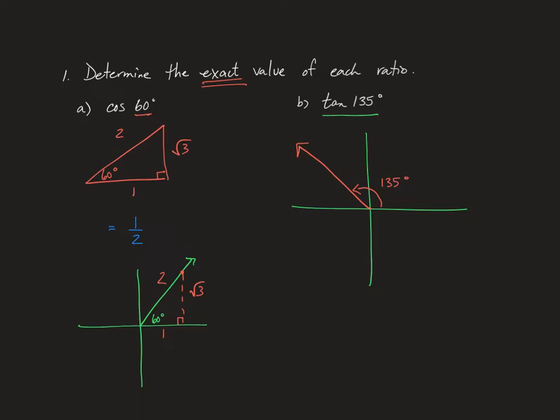Now we need to do everything that we did before. So let's pick a point on our terminal arm, and let's drop in a height. Now, what I'd like everyone to do is label the related acute angle inside that triangle. Pause the video, go.